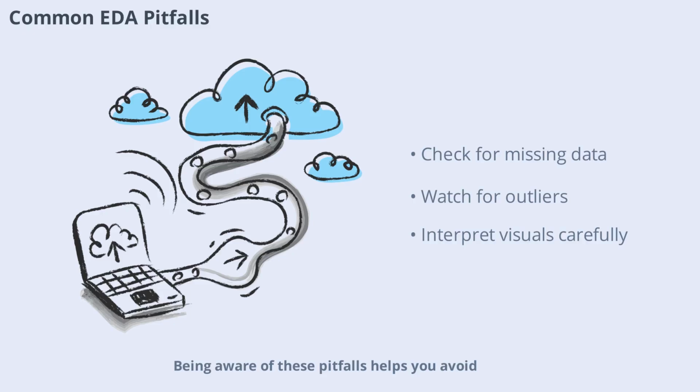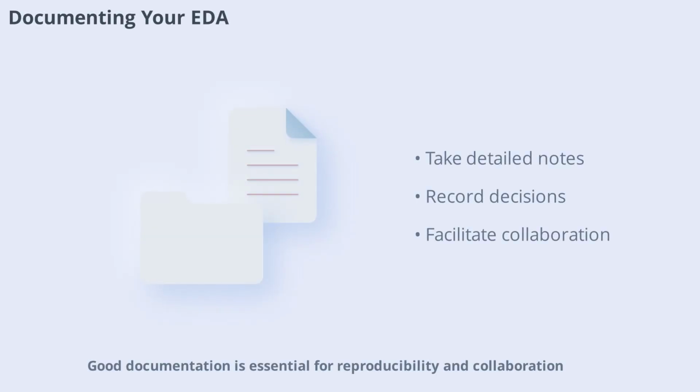Being aware of these pitfalls helps you avoid mistakes and ensures your analysis is robust and reliable. Good documentation is essential for reproducibility and collaboration. Keep detailed notes on your EDA process, including the steps you took, the issues you found, and the decisions you made. This makes it easier to revisit your work later or share it with others. Clear documentation also helps you communicate your findings effectively.